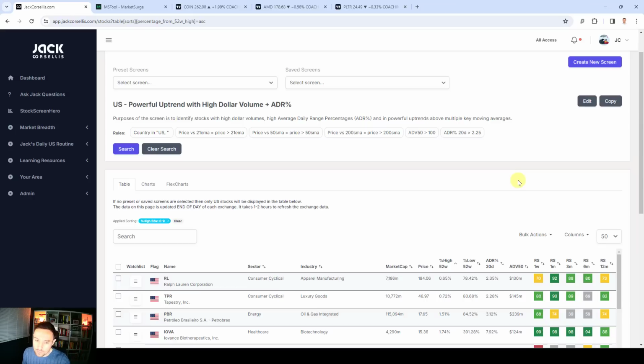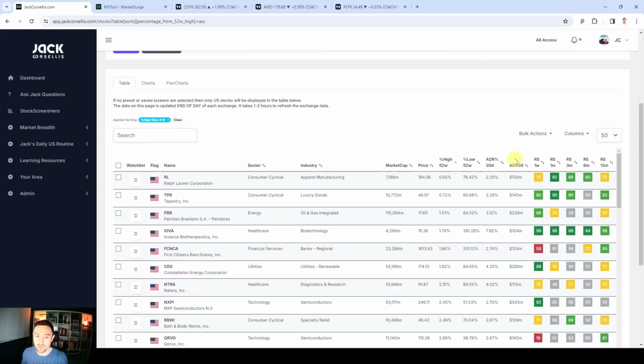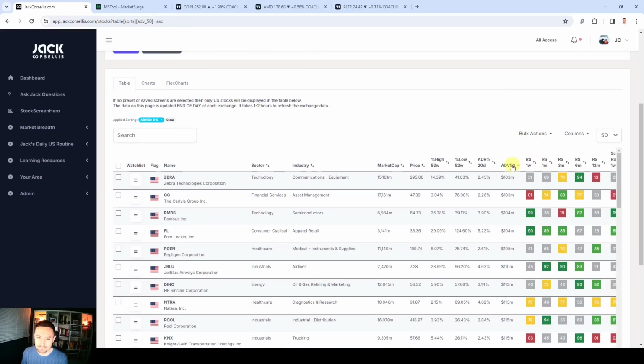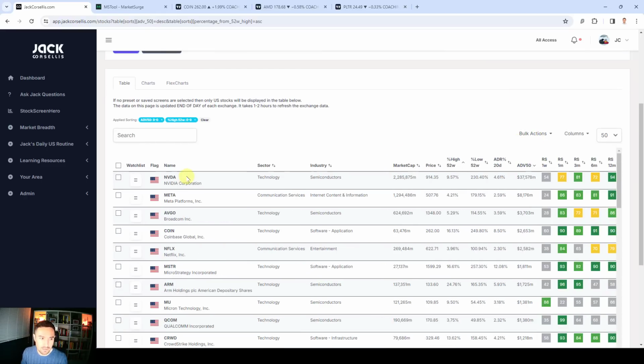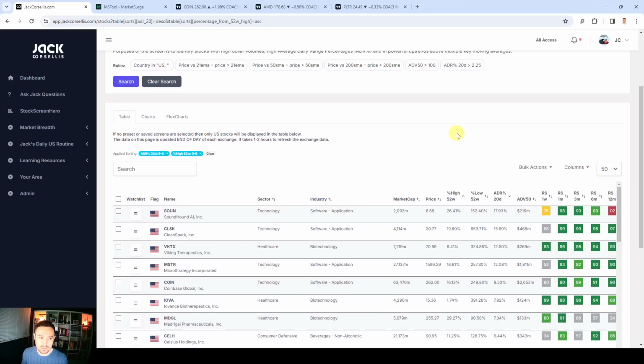Now the 2 optimal ways to then be looking at a screen like this is sorting them by ADV50, so looking at the most liquid stocks first. So if I did that, you'd be very familiar with a lot of these names that are coming up, okay? Nvidia, Meta, Broadcom, Coinbase, Netflix, MicroStrategy, ARM, Qualcomm, CrowdStrike, so on and so forth. If you want to look at the quicker stocks first, so you want to get the really kind of high momentum stocks, do this, okay? ADR percentage, 20-day, click that a couple of times, and then you'll start getting the really quick stocks to the top. Now watch this, okay?